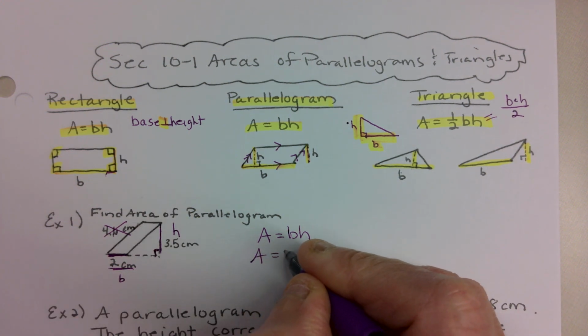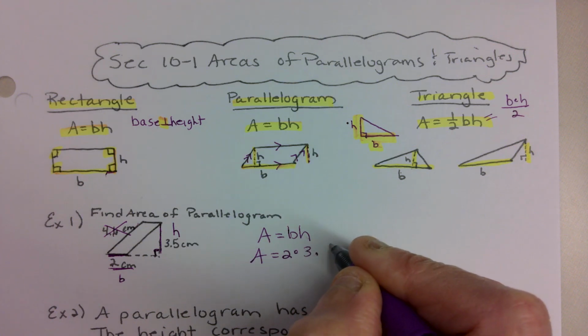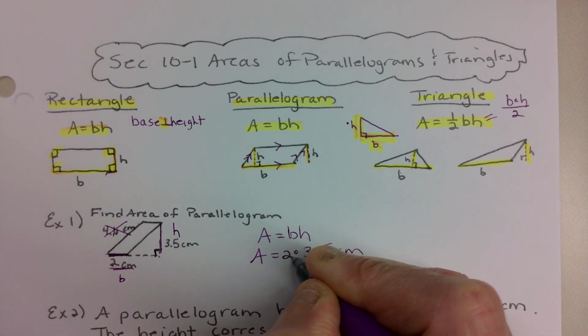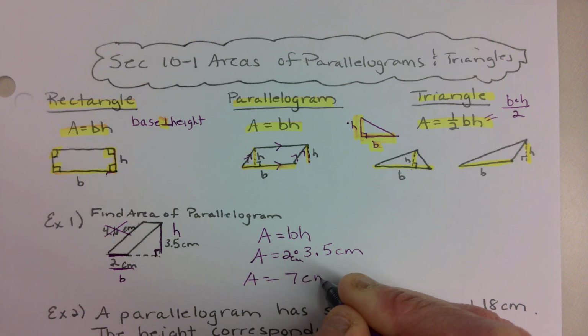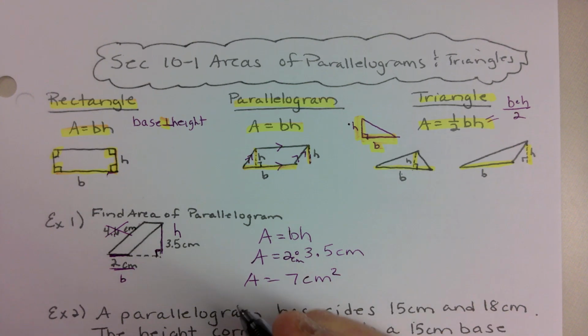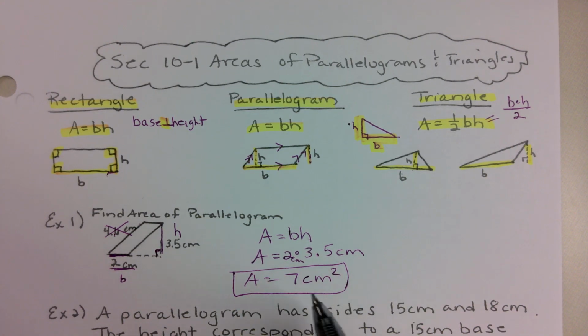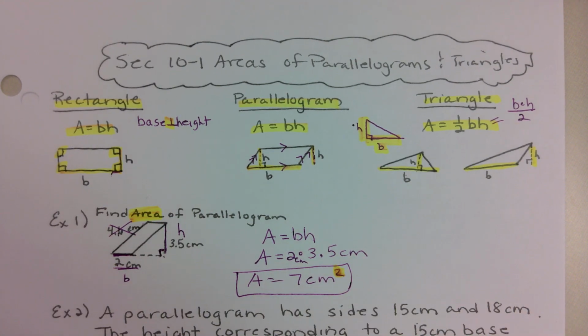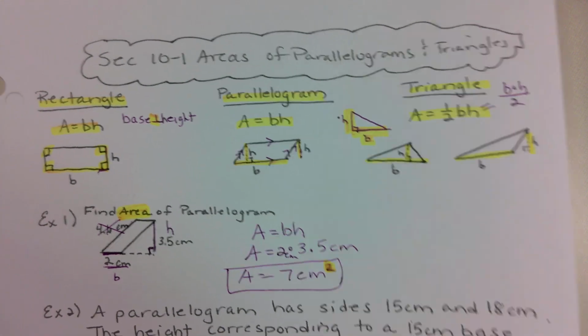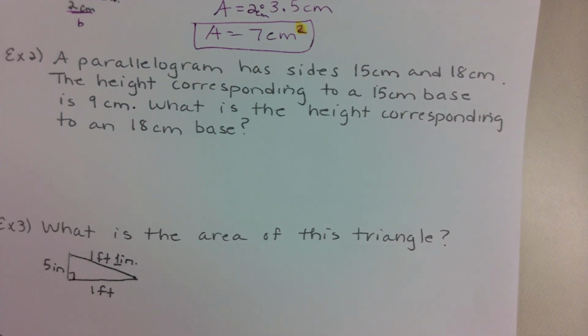So area equals 2 times 3.5 centimeters. We do not need a calculator for that. And it's 7 centimeters squared. Remember, whenever you deal with area, you always have the squared. When you have a length, you don't. When you have a volume, then it's cubed.